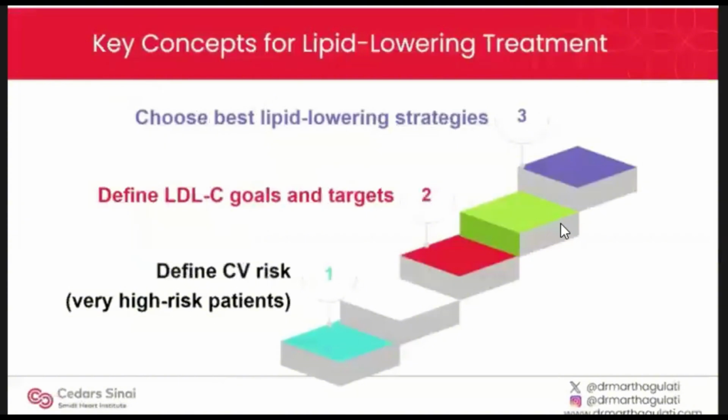When a patient comes to you, you have to identify the cardiovascular risk factor of this patient. That is the most important thing. Then you define the LDL target for this patient, and you treat the patient. When you treat, you identify the suitable lipid lowering therapy. So these are the 3 key ingredients in treating dyslipidemia: identify the cardiovascular risk, identify the LDL target, and treat the patient.